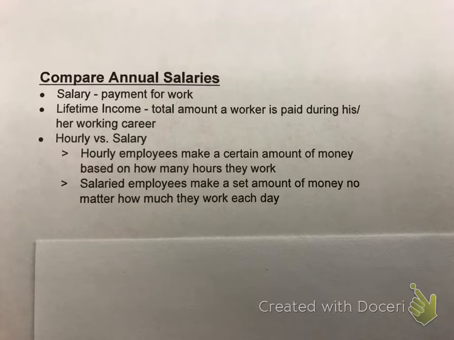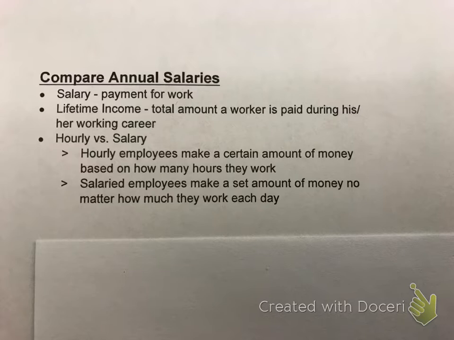A few things that I want to point out. First is the lifetime income. That is the total amount a worker is paid during his or her working career. So a lot of the problems that you'll see for this unit have to do with the number of years that a person works. So it could be 5 years, 20 years, 30 years, 50 years. And then hourly versus salary, those types of employees.